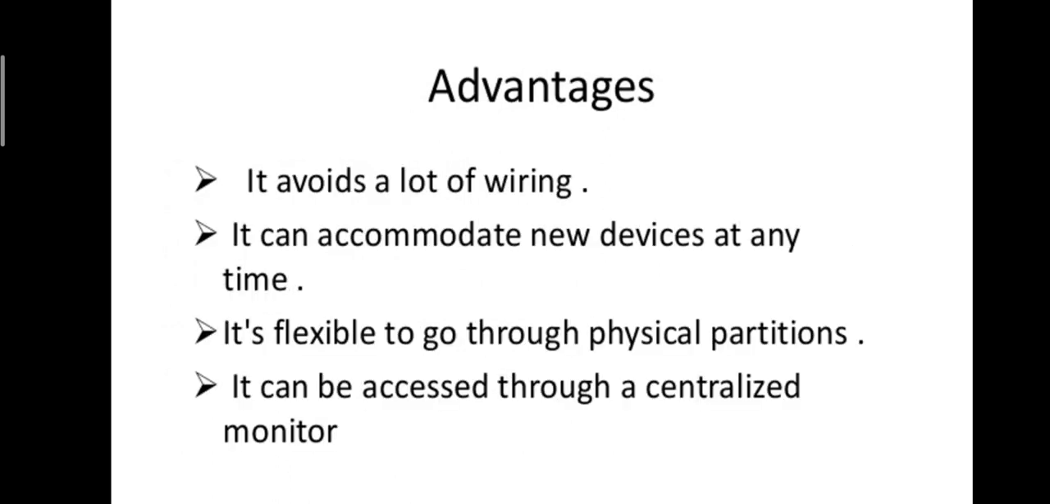We come to the advantages of wireless sensor network. It avoids lots of wiring. That is, it uses the least possible wires. It can be zero wires also, and hence wireless sensor network is the name. It can accommodate new devices at any time. They are flexible to go through physical partitions and can be accessed through a centralized monitor.